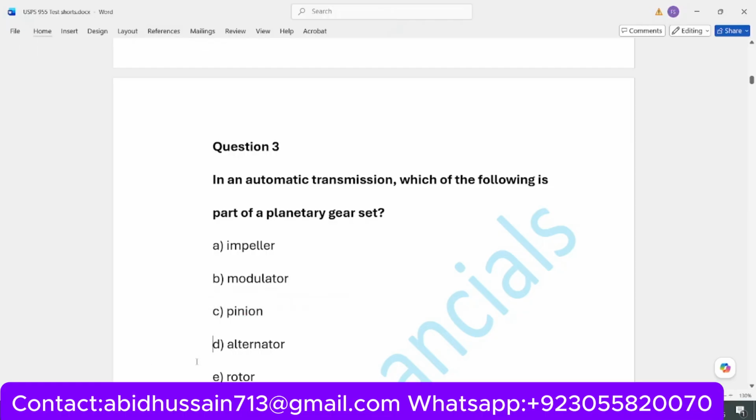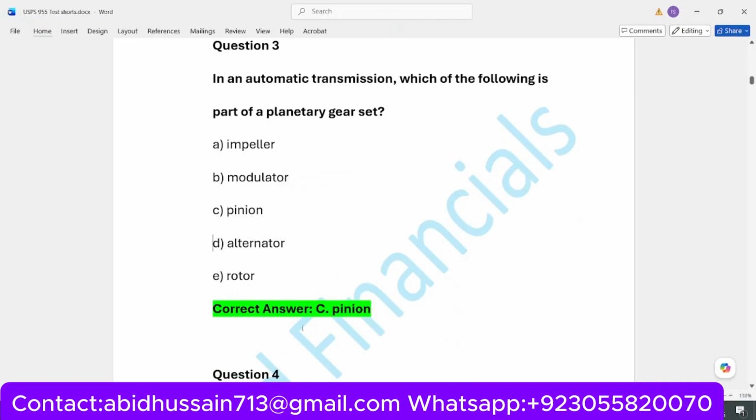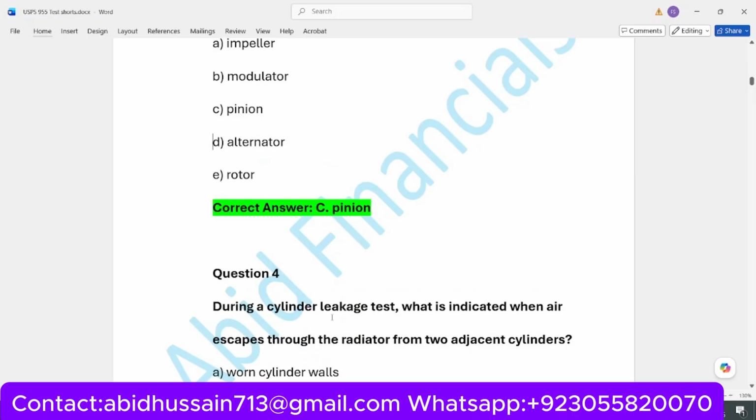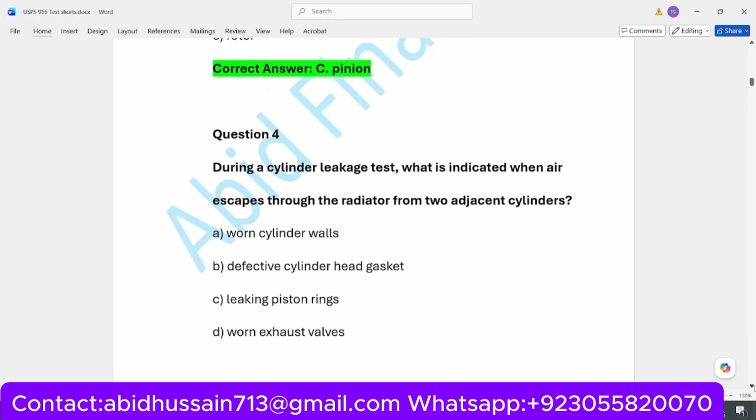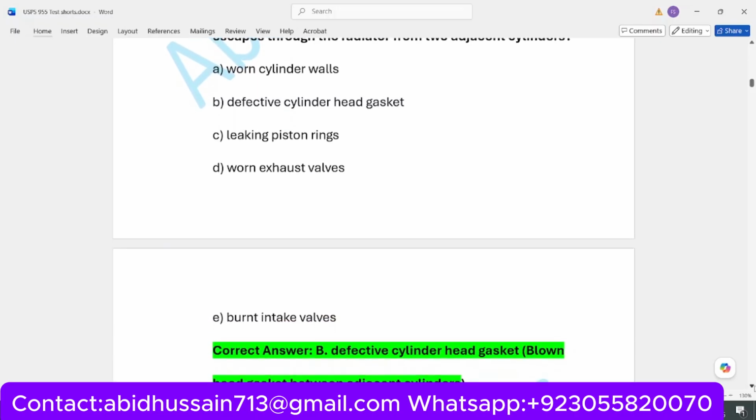Question number 4. During a cylinder leakage test, what is indicated when air escapes through the radiator from two adjacent cylinders? Option A, worn cylinder walls. B, defective cylinder head gasket. C, leaking piston rings. D, worn exhaust valve. Option E is burnt intake valve. The correct option is B, defective cylinder head gasket, a blown head gasket between adjacent cylinders.